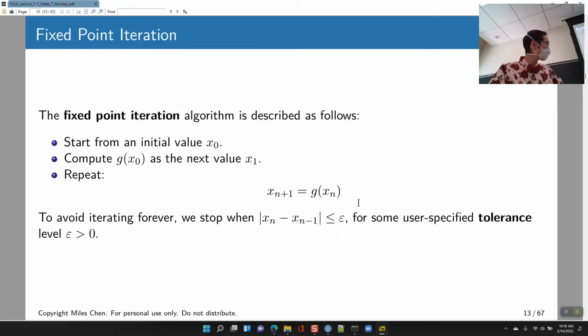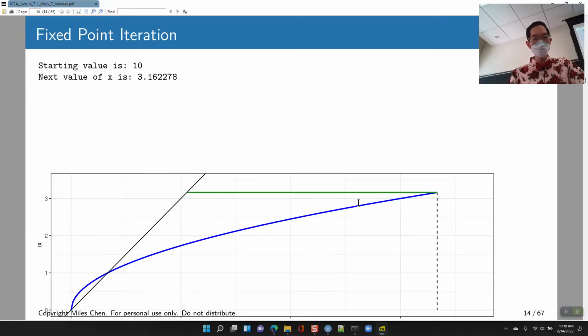And to avoid iterating forever, we're going to just say if the difference between the current value and the previous value, x at time n versus x at time n minus 1, the absolute value of that difference is less than or equal to some user-specified tolerance, so maybe like 10 to the negative 5 or something, some small value, then we'll say, okay, that's close enough. It hasn't moved much. We'll call it a day.